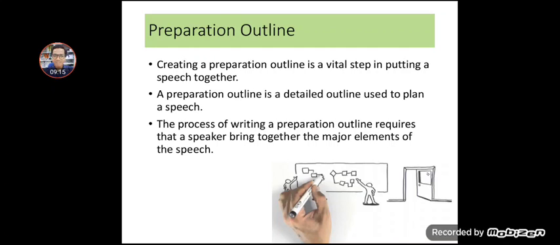So this is what we call bringing together all the major elements in your speech, but you have it in an outline so that you know which part to start and stress first, which will be the next consecutive parts after the first part. So in the preparation outline, it will picturize the whole picture of your speech later.